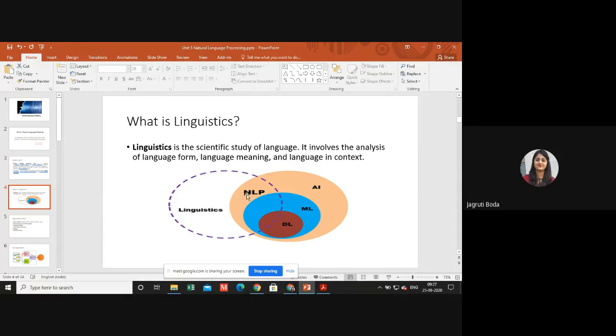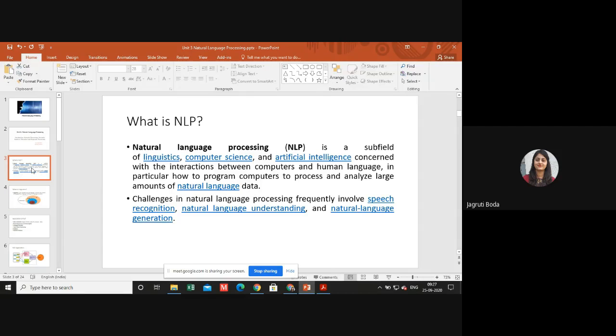So linguistics is the study of different kinds of languages, to understand the meaning and the context of the language. You can define NLP in various ways, but this is the main definition that covers all the content. It is a subfield of linguistics, computer science, and AI concerned with the interaction between computers and human language, in particular how to program computers to process and analyze large amounts of natural language data.